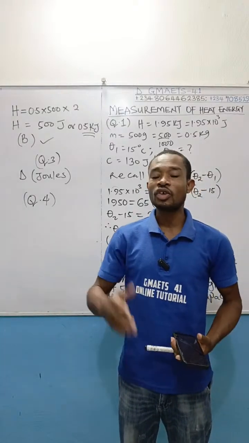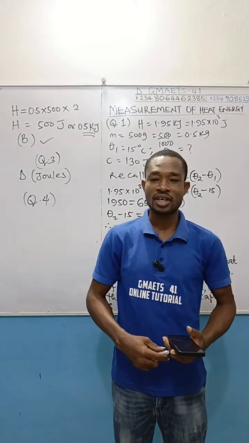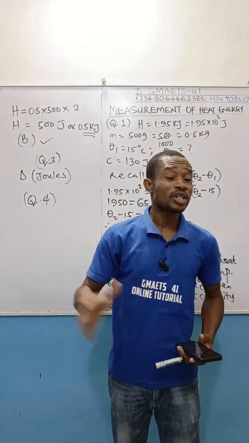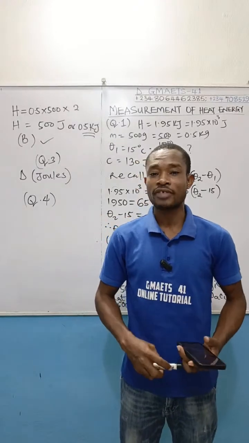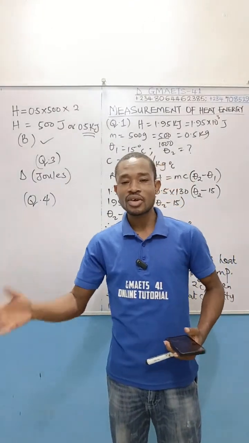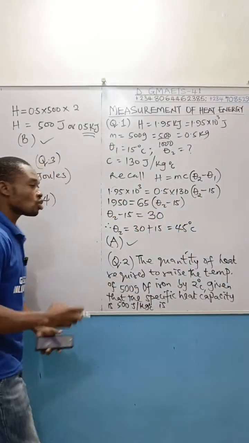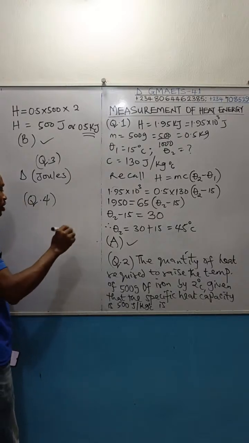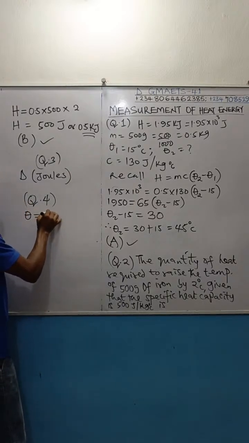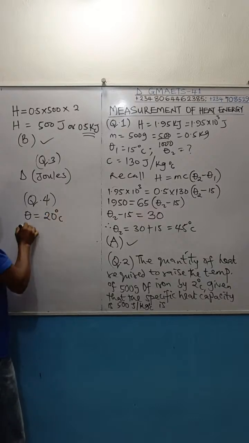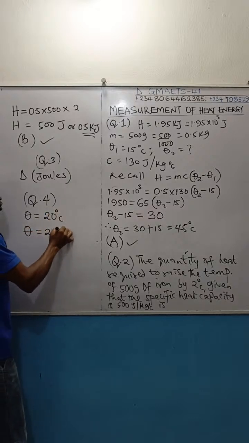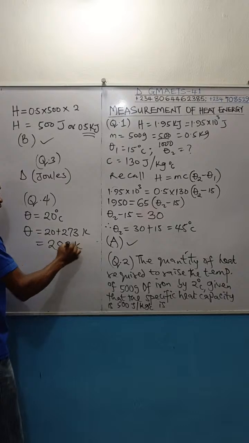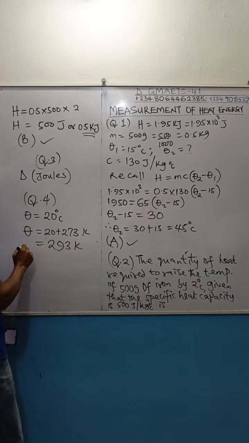Solving this is simple. You just add 273 to the given 20 degrees centigrade. Thermodynamic temperature in SI unit is measured in Kelvin, and if I give you a value in degrees centigrade to convert to Kelvin, you add 273 to that Celsius value. So theta is equal to 20 degrees centigrade, so theta is now 20 plus 273 in Kelvin. If you add this up, you get 293 Kelvin. Therefore, the correct option is option A.